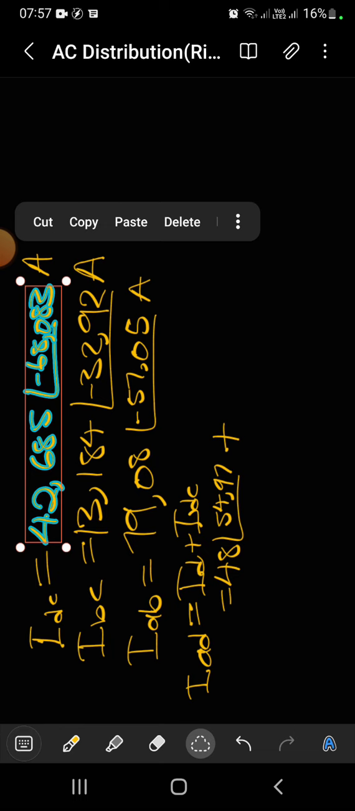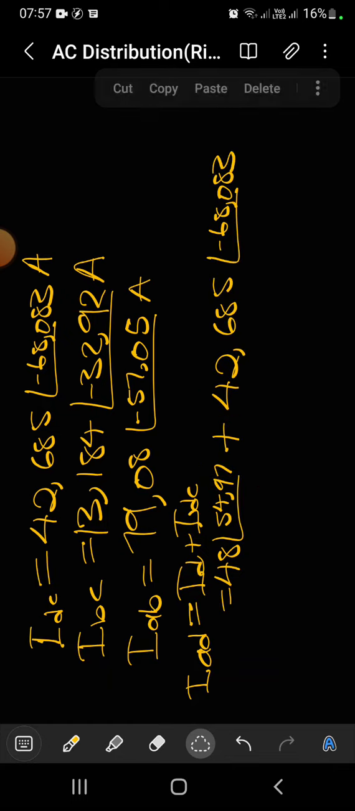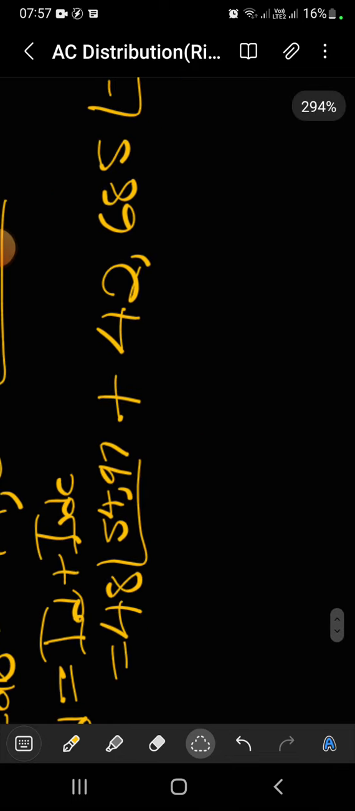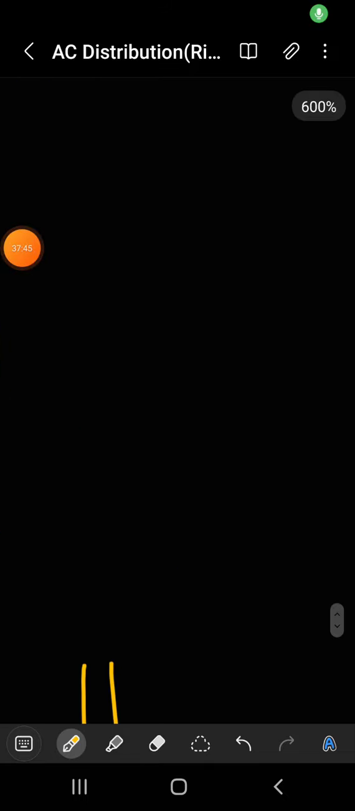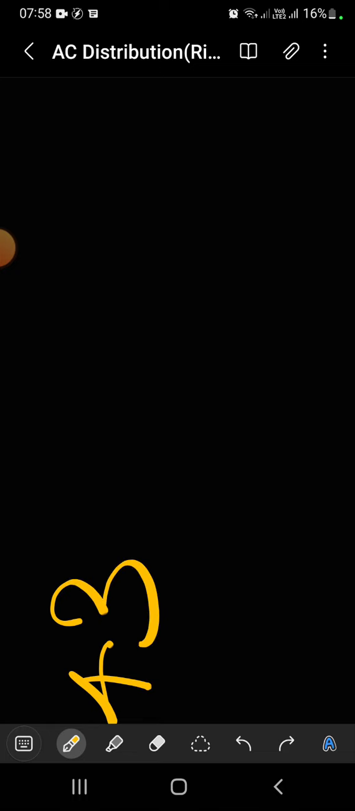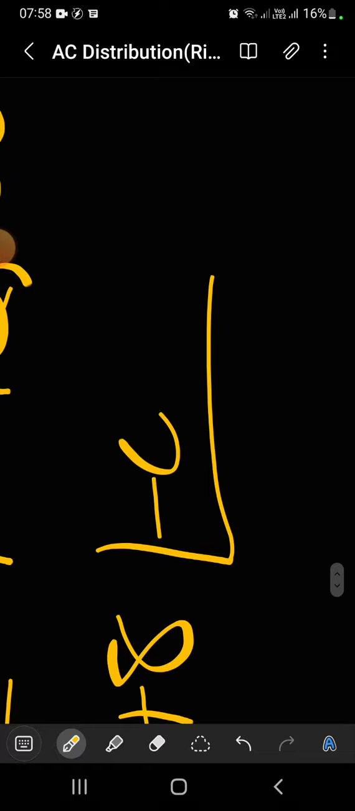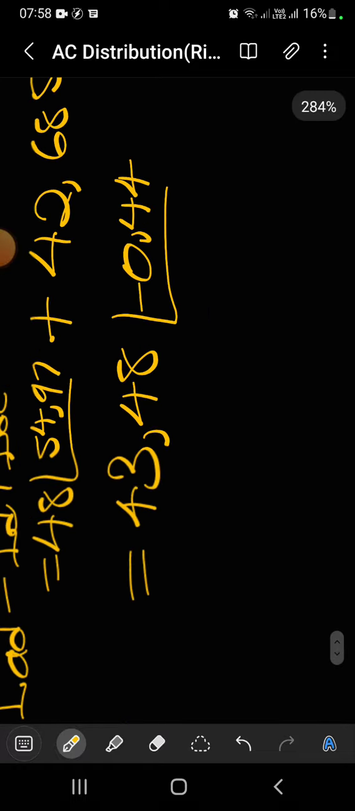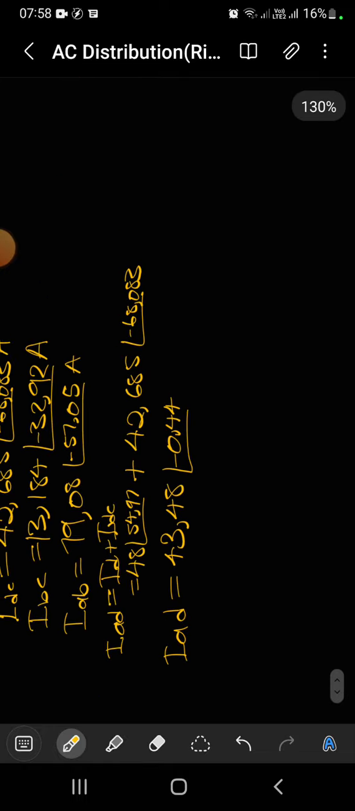I'm gonna take you again, copy, now paste it there. Good. Now you have that, right? Convert both to rectangular. You will find your IAD as something close to, if not 42, no, 43.48 at an angle of -0.44. So this is your IAD. Sharp. I think this is where I'm gonna stop.